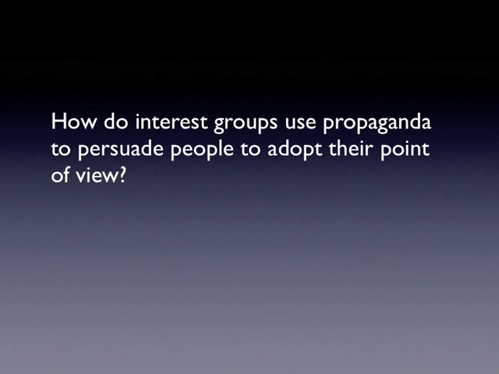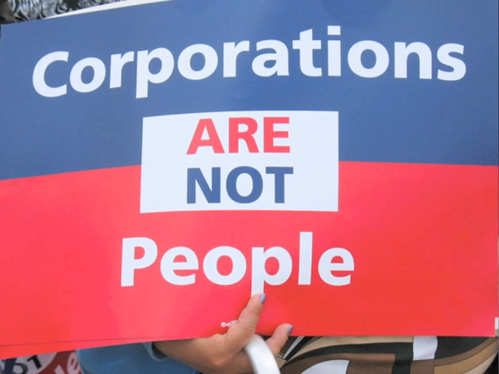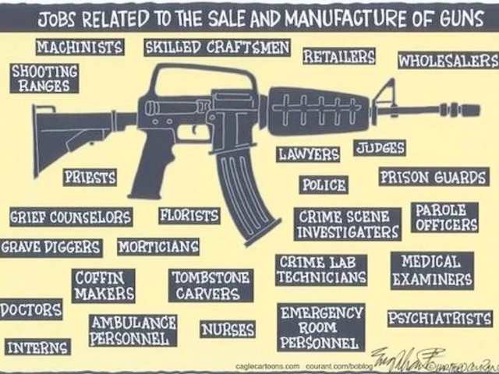How do interest groups use propaganda to persuade people to adopt their point of view? Propaganda is a technique of persuasion aimed at influencing individual or group behaviors. Its goal is to create a particular belief, which may be true or false, and it presents only one side of an issue.